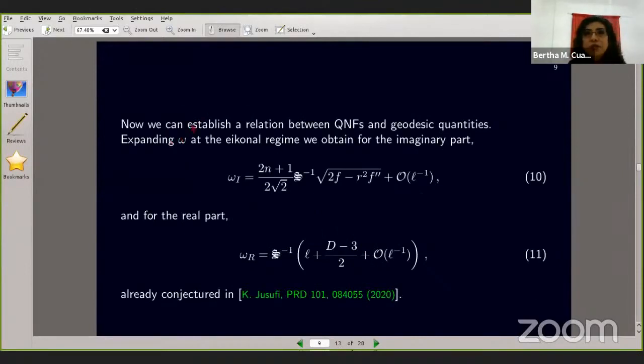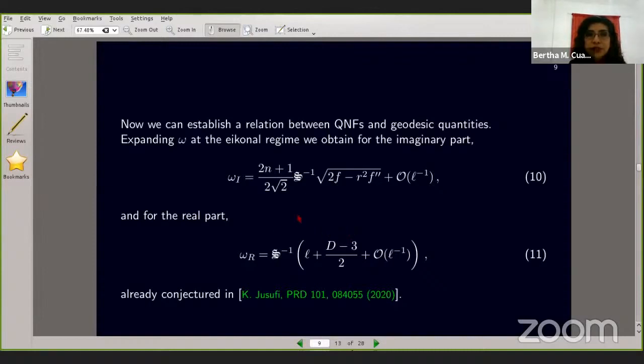And for the imaginary part of the quasi-normal frequency, we have this result here. We see that this imaginary part is proportional to the inverse of the shadow radius. And for the real part, that is what we want to fix here, we found this very, very simple relation.